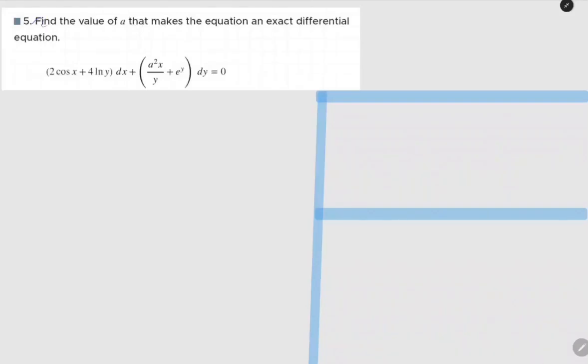My dear friends, let's find the value of a that makes the equation an exact differential equation. This is a new subject for us, and the value of a is here in our given equation. Let's start with writing the form of an exact differential equation. We have the form M(x,y) dx plus N(x,y) dy is equal to 0.